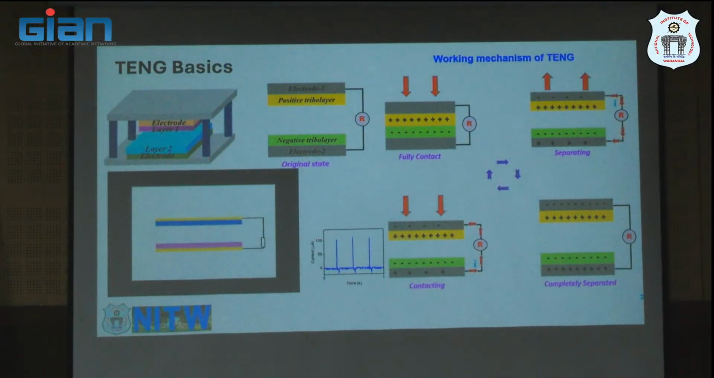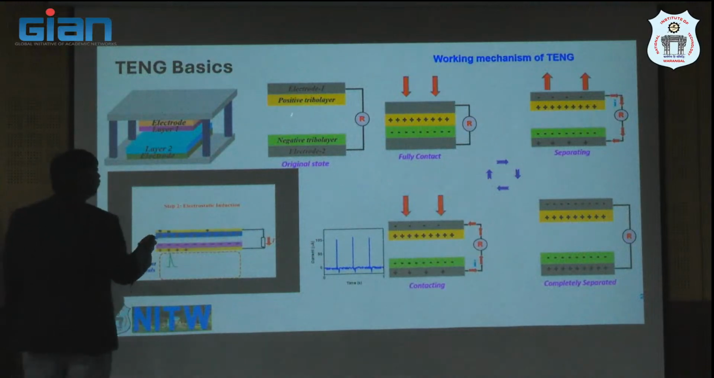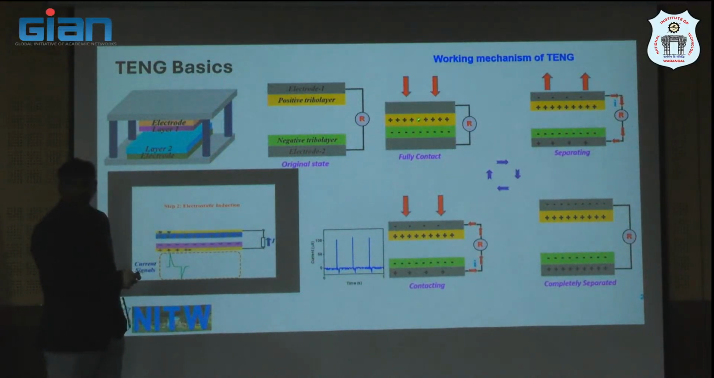Now what is the working mechanism? So you have to stay focused and pay attention. You can see here, this is the starting condition. When the two layers are separated from each other, there is no potential difference, there is no current in the circuit. When they touch each other, one is giving the electrons, becoming positive, one is taking the electrons, becoming negative.